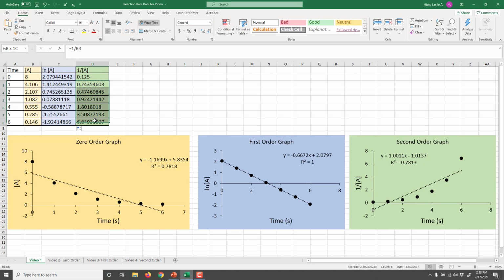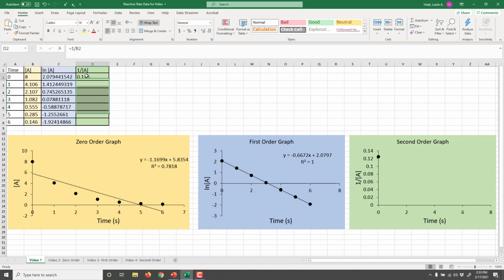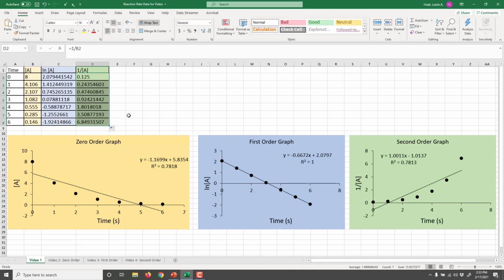Same thing here, if all of these weren't filled in and I were to type in equals 1 divided by my concentration of A, which is 8, I'm going to get 0.125. And then I can drag this down, and what that does is it makes it so every single cell is 1 divided by the concentration for that moment in time. And so now I have come up with the data for all of my possibilities.